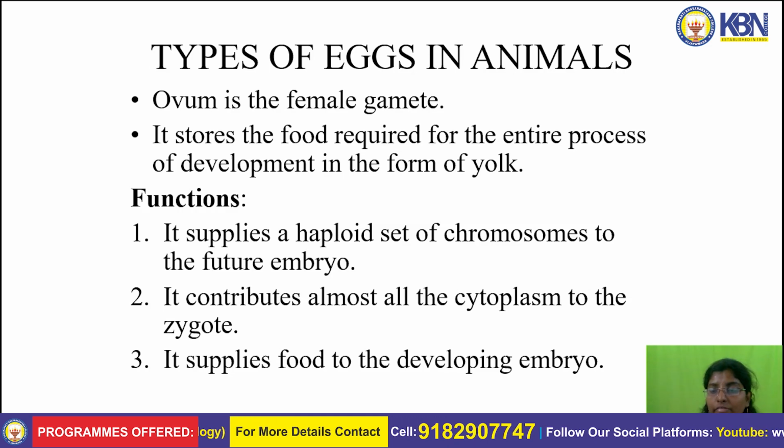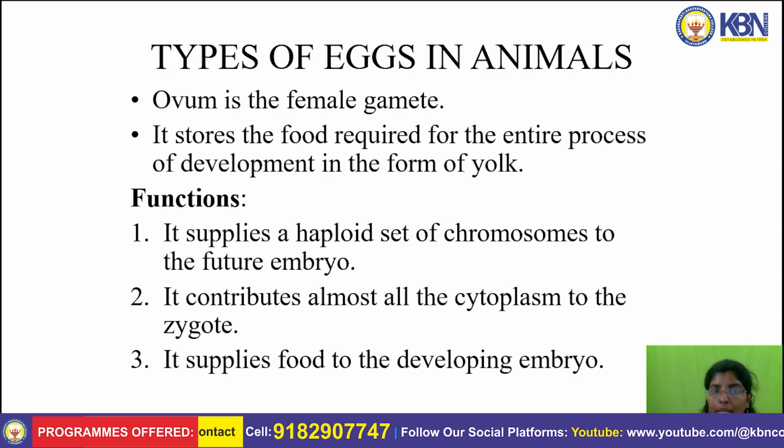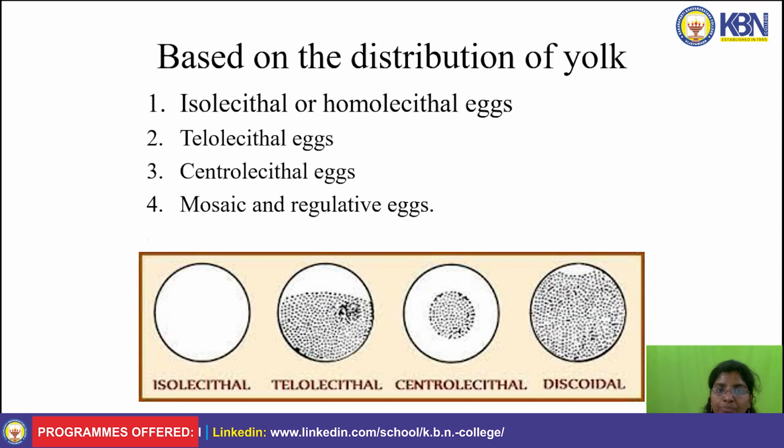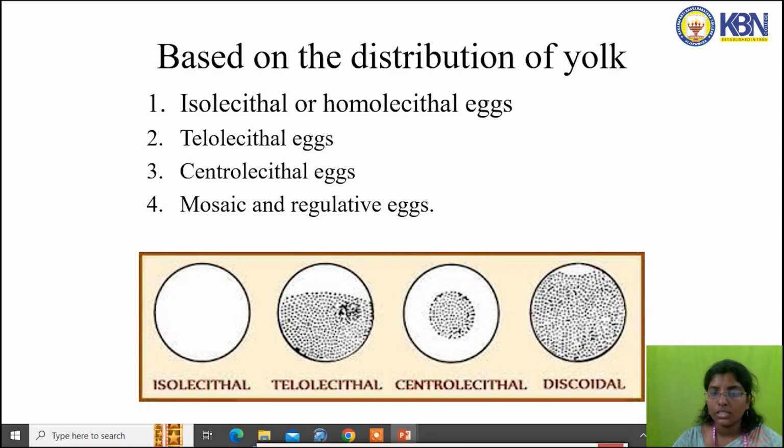Next, the types of eggs which we can observe in animals. Ovum is the female gamete. It stores the food required for the entire process of development in the form of yolk. The functions of this egg are: it supplies a haploid set of chromosomes to the future embryo. It also contributes almost all the cytoplasm of the zygote. It supplies food to the developing embryo. Based on the distribution of yolk, it is divided into 4 types: isolecithal, telolecithal, centrolecithal, and discoidal.